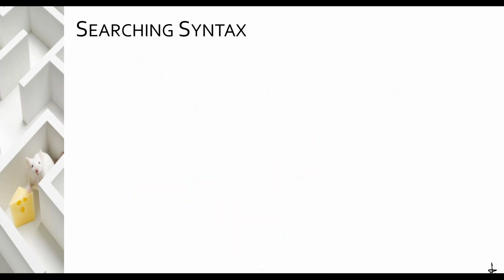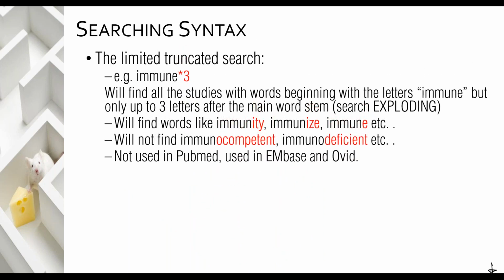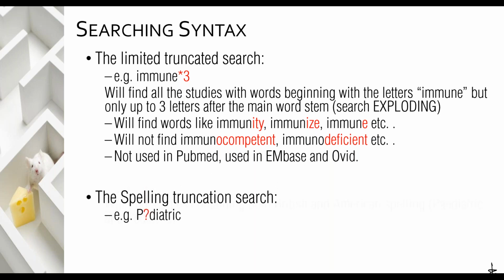Okay, so this is how you do truncated search. In some databases, you can do a limited truncated search. You can put the truncation star and then a number after it, and this tells the search engine that I need all the different combinations that start with the same trunk but only have 3 letters after it. This is not applicable in PubMed. It's sometimes used in Ovid and sometimes in EMBase, so it's not very popular.